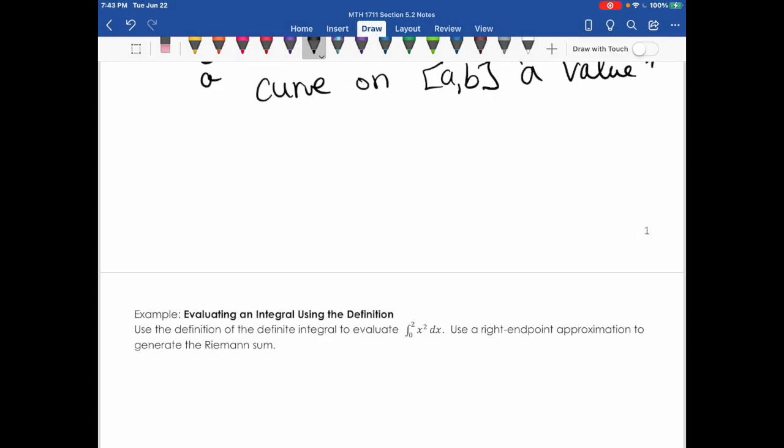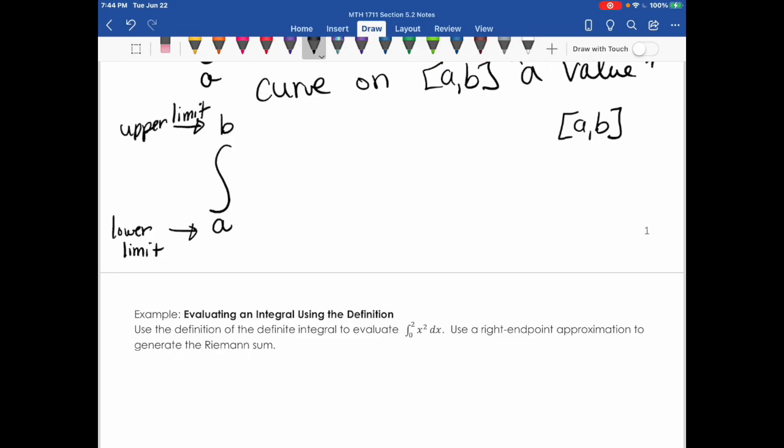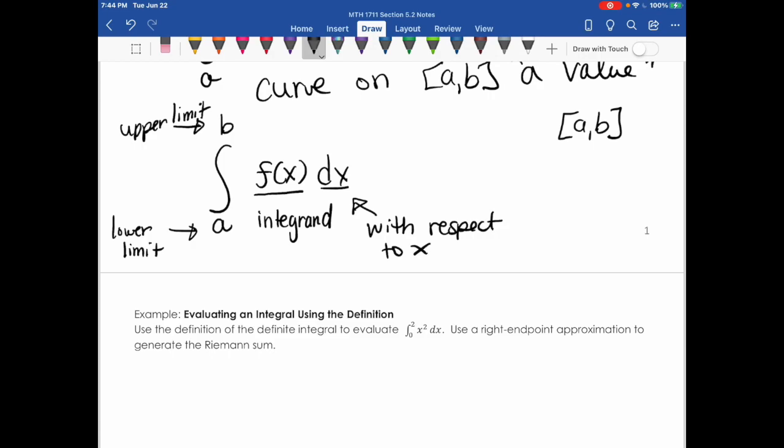So to get familiar with the integral notation, this is your integral. And when we do this on an interval from a to b, that interval on a to b, that is called your limits of integration. This is your lower limit, and this is your upper limit. We call the function that we're integrating the integrand. And then the dx represents that the function is with respect to x, which is also called the variable of integration.